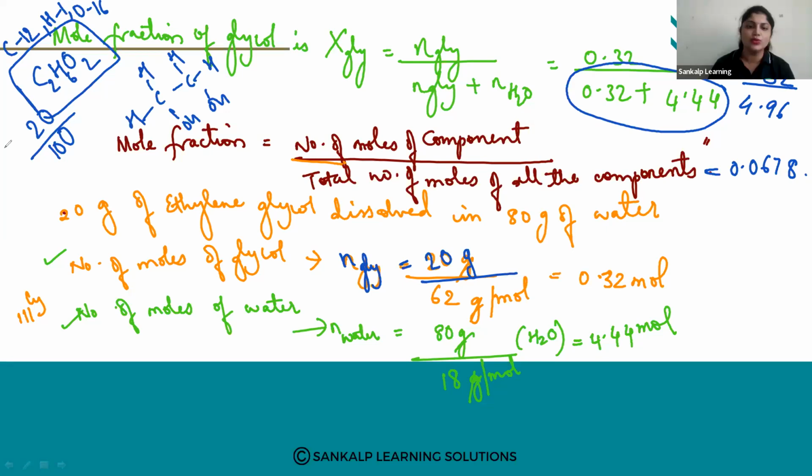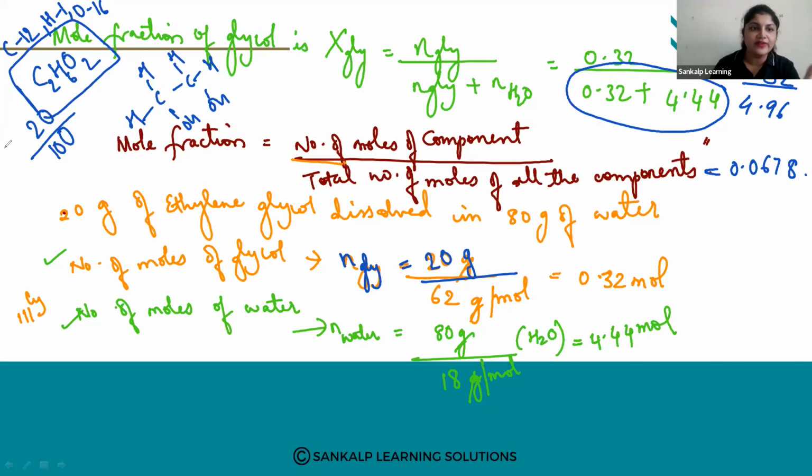No. Just see. Ethylene glycol. How many? See, 1, 2, 3, 4, 5, 6 hydrogens, 2 carbons, 2 oxygen. Now 12 into 2, plus 6, plus 16 into 2. It will be 62.